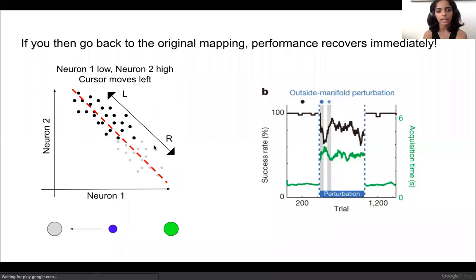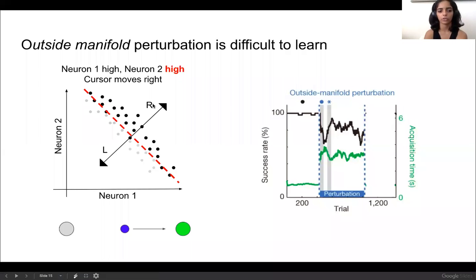And then what's really interesting is that if you go back to the original mapping, so now again, we flipped the arrow, right? It used to be like this.